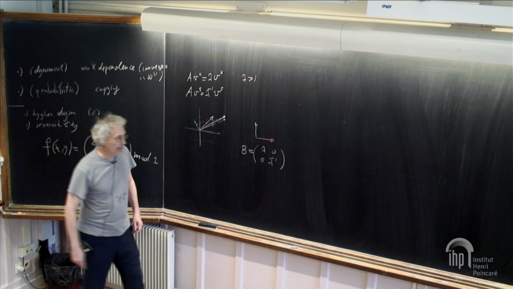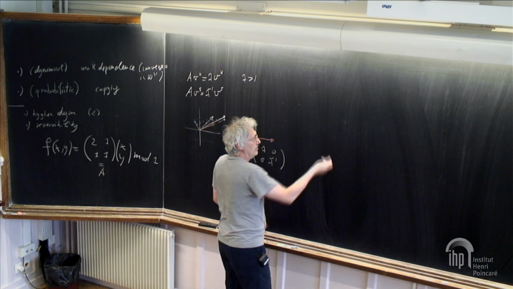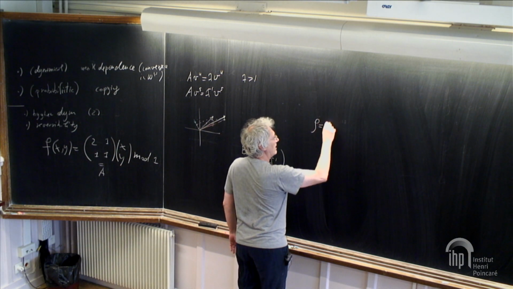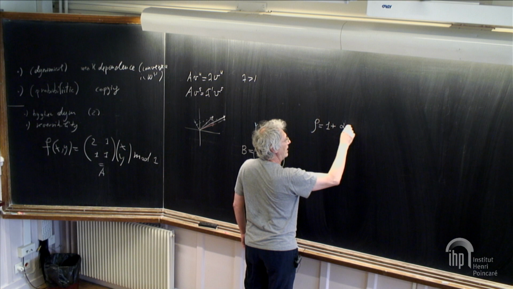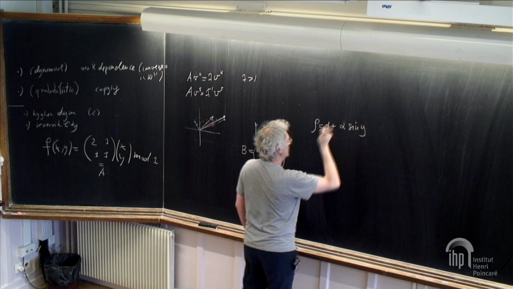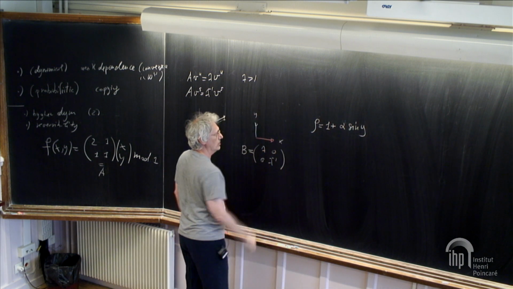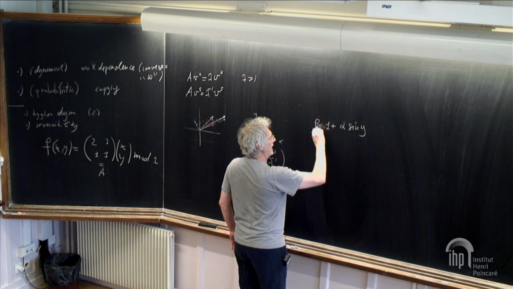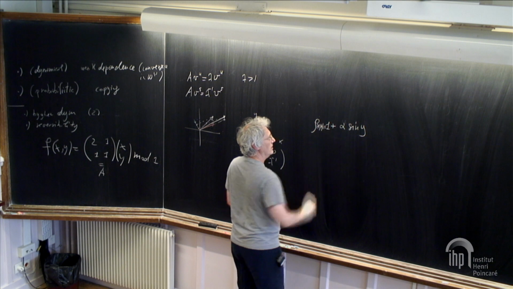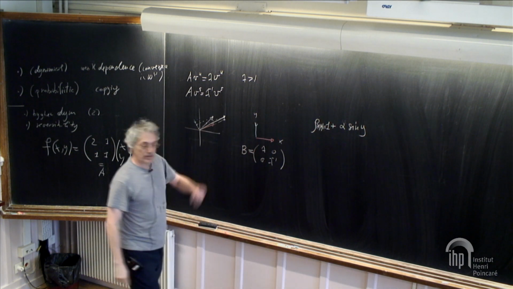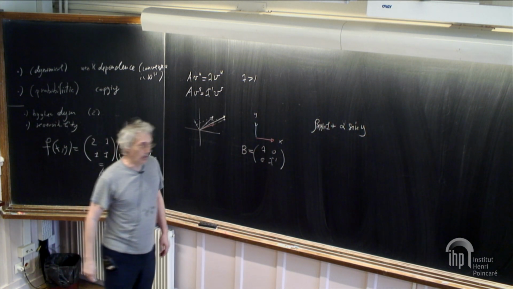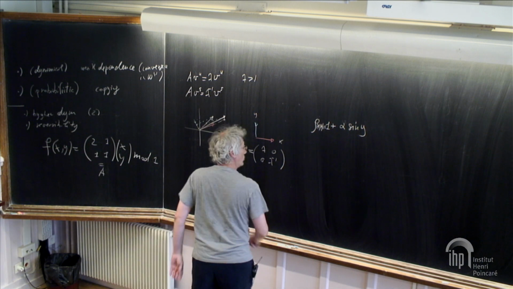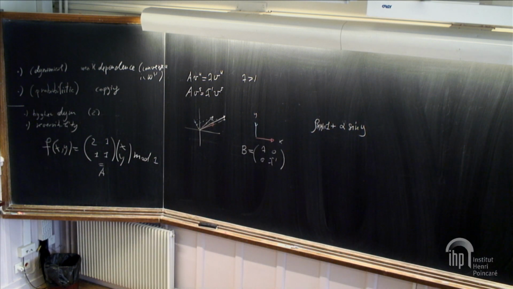And now I take some density. Let's say I take 1 plus alpha sine y. This is the x coordinate, this is the y coordinate. So I take 1 plus alpha sine y, as a function of x, y. And now I want to see what happens to this density. I have to see what the transfer operator is in my case.